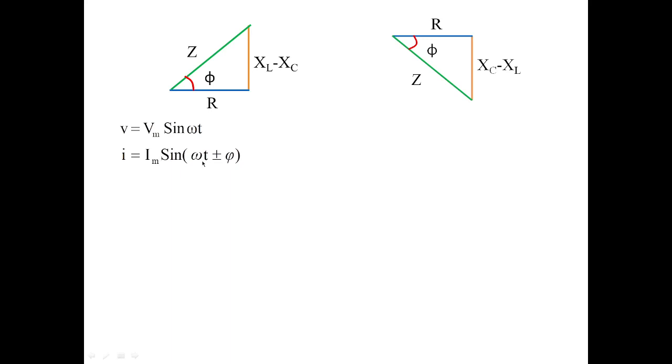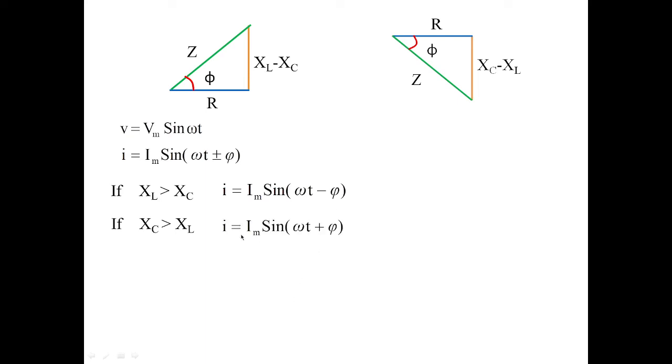Current will be Im sin(omega t plus or minus phi). This plus or minus phi depends upon the inductive reactance dominating the capacitive reactance, which makes i equal to Im sin(omega t minus phi). Similarly, if the capacitance is dominating the inductive reactance, then i is equal to Im sin(omega t plus phi). So this is how the phasor relations as well as the equations are framed for the RLC series circuit under AC supply.